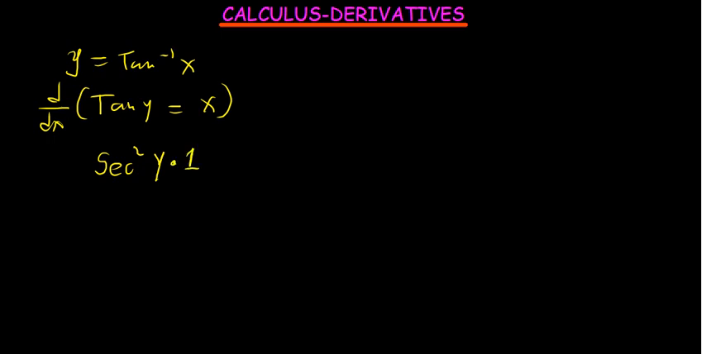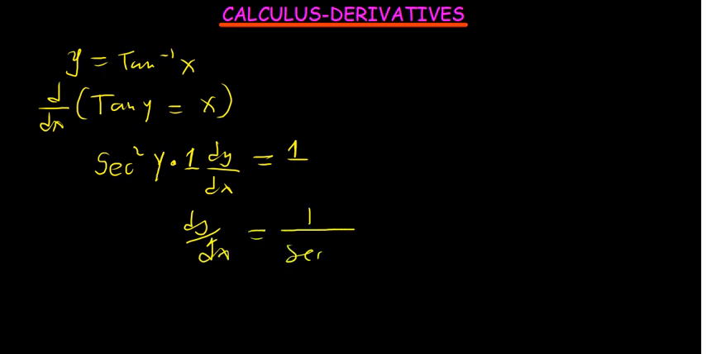But each time we differentiate y, we add dy over dx, and that is going to be equal to, now we differentiate x, that is going to give us a 1. So from here we'll see that dy over dx is going to be equal to 1 divided by sec squared y. Now we know that sec y is the opposite for cos, that is 1 over cos y.